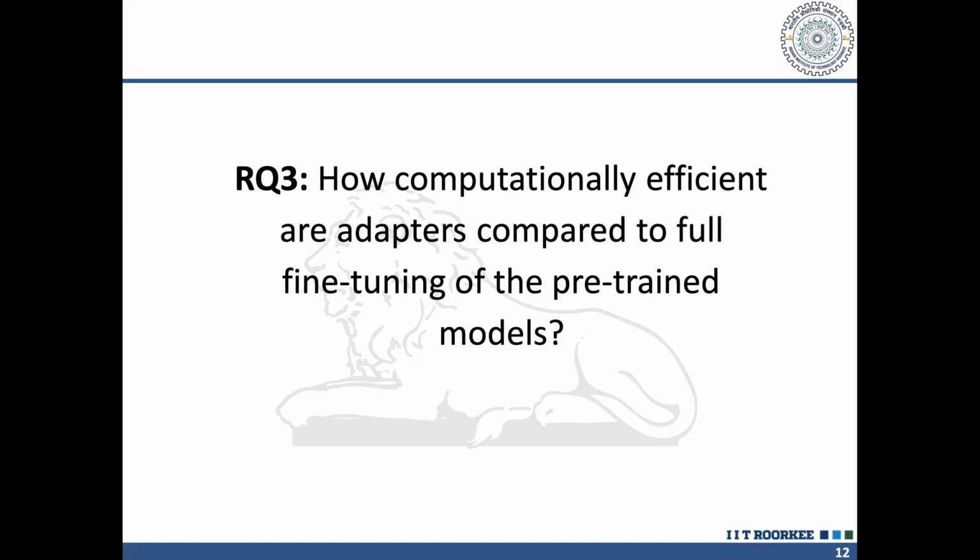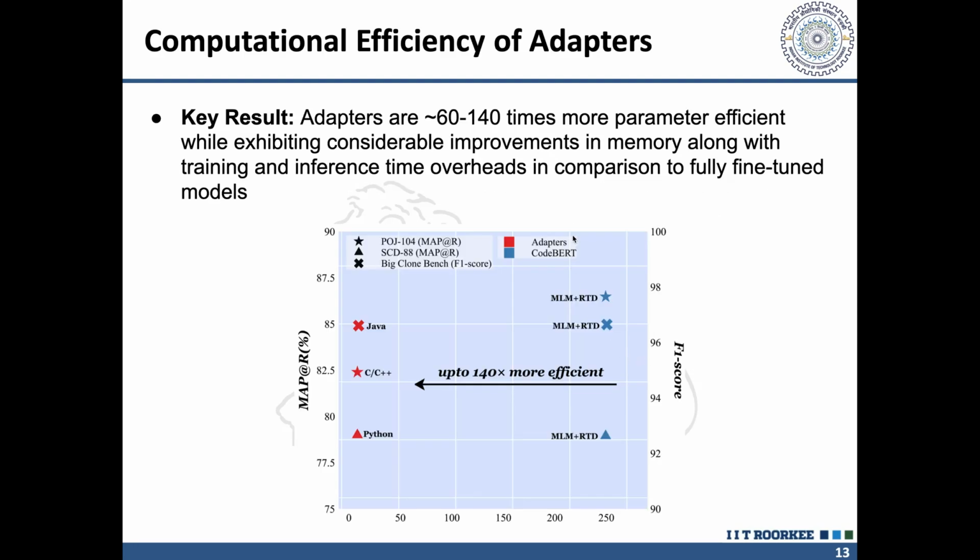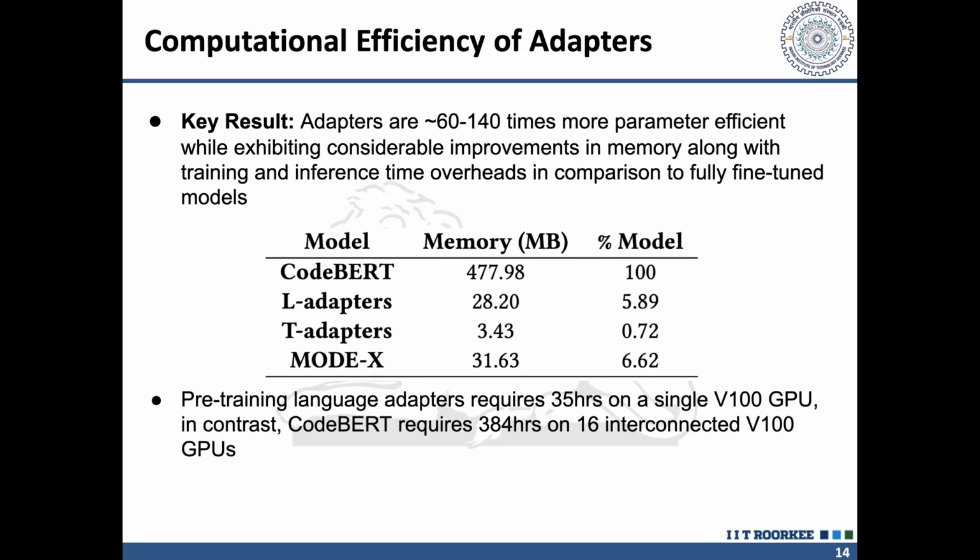The third research question is how computationally efficient are these adapter modules in achieving the results that have been discussed earlier. We find that adapters are nearly 60 to 140 times more parameter efficient, while exhibiting considerable improvements in memory overhead and training and inference times in comparison to the fully fine-tuned approaches. Based solely on memory, MODEX provides an overhead of 6.62% for each downstream task, whereas CodeBERT leads to an overhead of 100% for each downstream task, which is a major improvement on our part. Furthermore, pre-training these language adapters requires 35 hours on a single V100 GPU, which is in contrast to 384 hours on 16 interconnected V100 GPUs required by CodeBERT, a considerable improvement again.